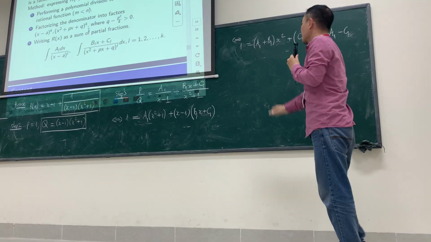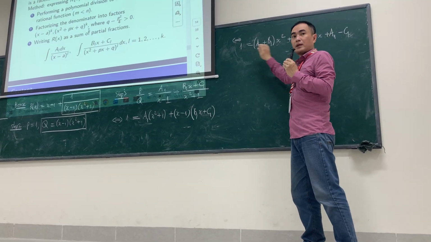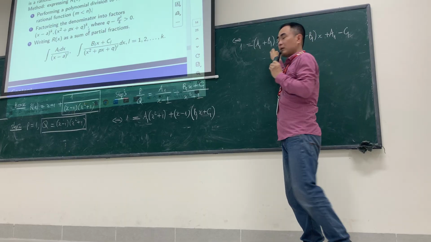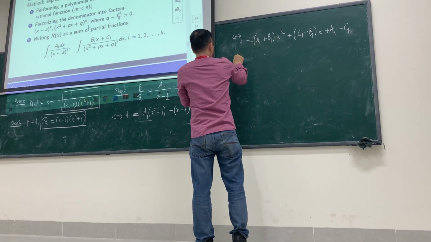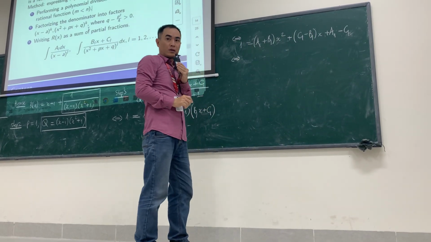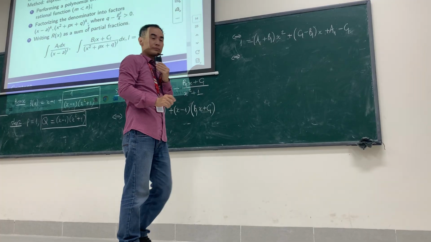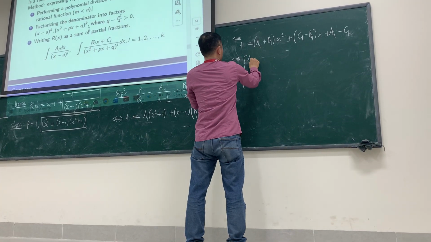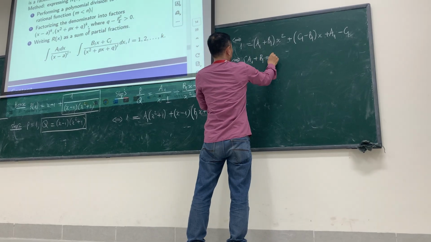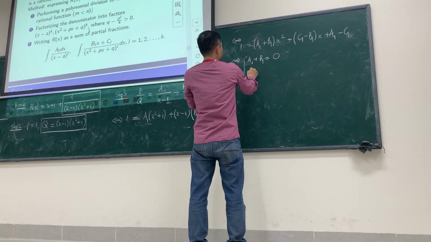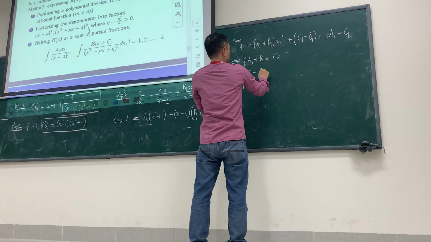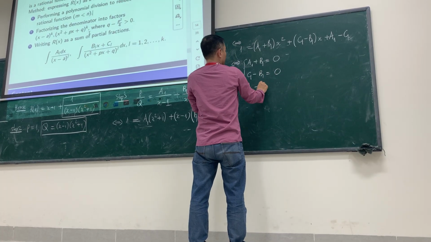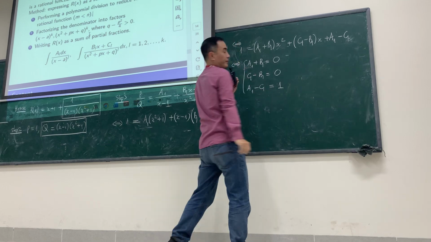Okay. Two polynomials here are identical, which is equivalent to their coefficients being equal. A1 plus B1 equals 0. C1 minus B1 equals 0. A1 minus C1 equals 1.